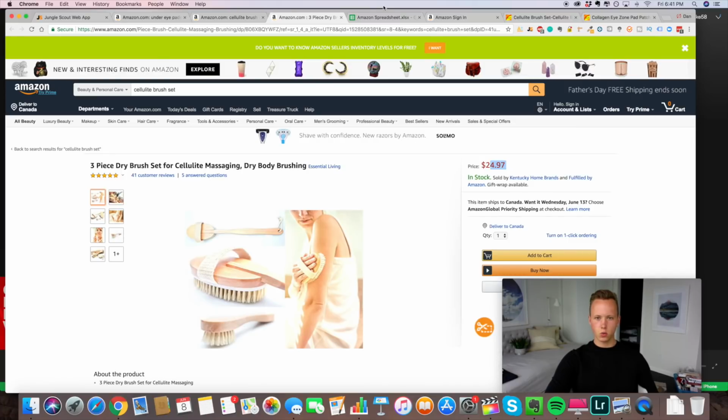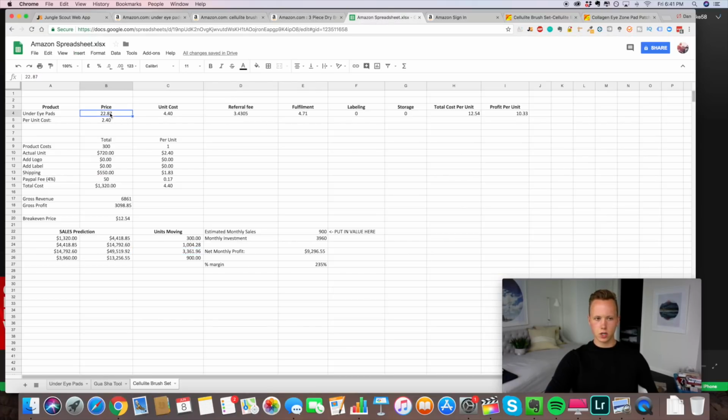So this brush set sells for $25, and that's why a starting price of $22.87 would work great. And the per unit cost I negotiated down at about $2.40, including the little logo. And there's not much else you need to do, and it just comes in a simple box.